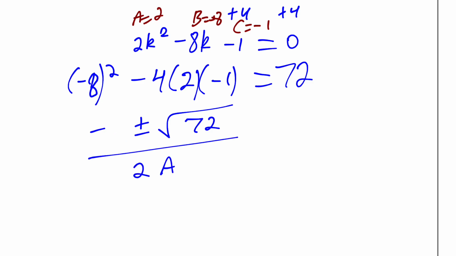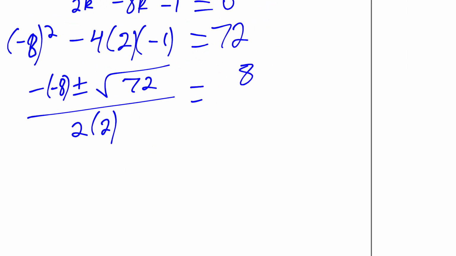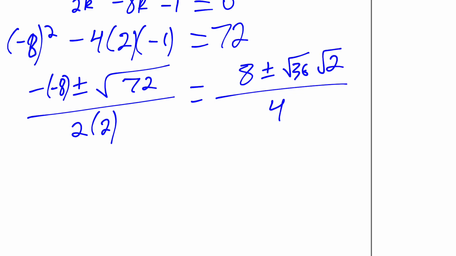Let's replace b with negative 8. The negatives are going to cancel. Let's replace a with 2. And root 72 has a perfect square factor. So let's simplify this a little bit. This will become 8 plus or minus, and this will become a 4. And let's make this root 36 root 2, because I look for perfect square factors.